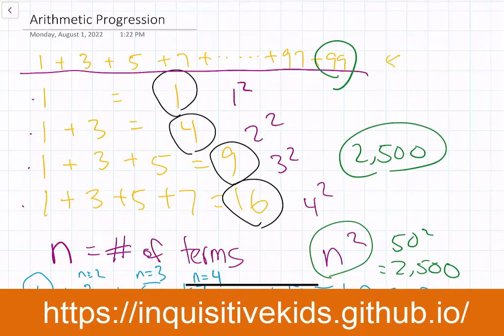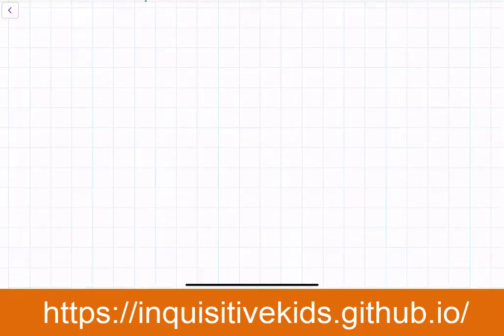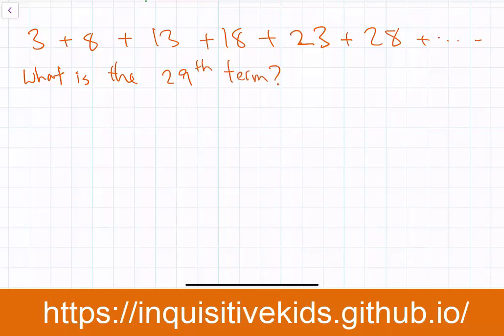Okay, so now let me give you another example. Let's say we have the sequence 3 plus 8 plus 13 plus 18 plus 23 plus 28, and so on. And I'm going to ask you, what is the, I'm going to make up a number, 29th term in this sequence? Pause the video and see if you can figure this out by yourself first.